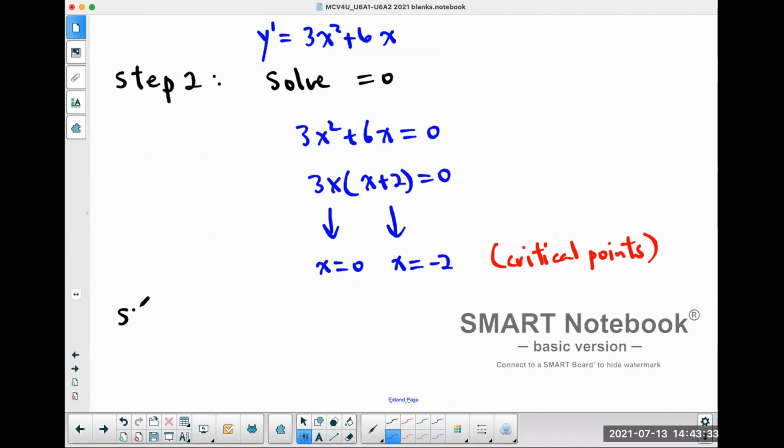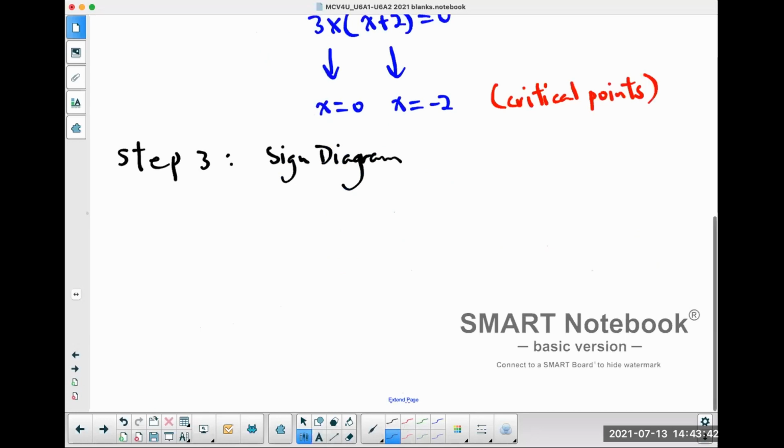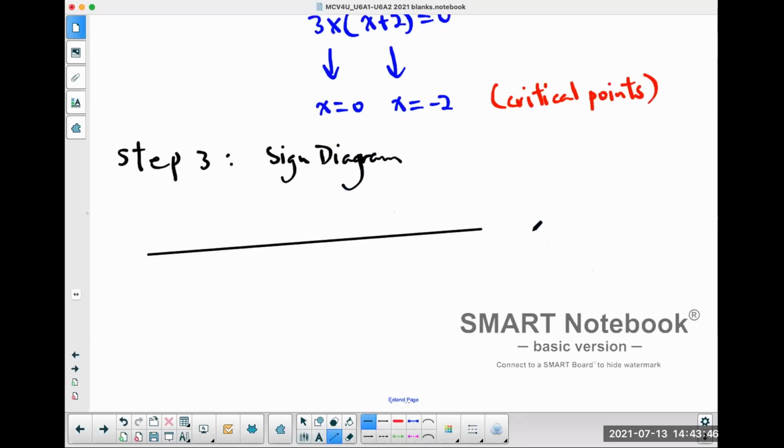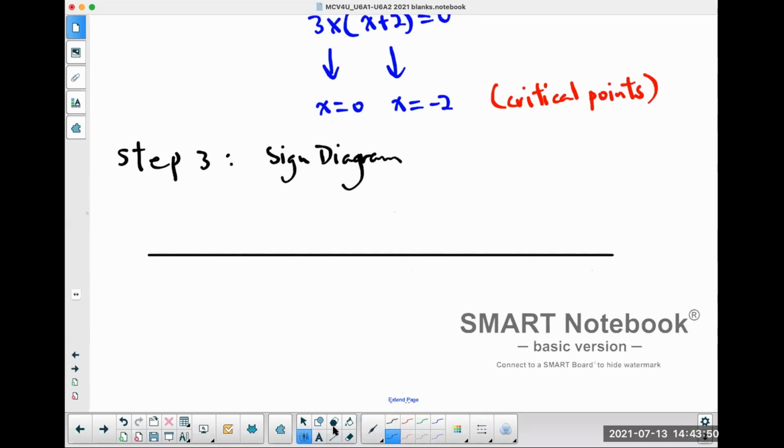Third step, sign diagram. Now, I don't know how many of you know how to do sign diagrams or you remember from the advanced functions class. It's actually quite simple. You first of all plot a number line. Draw a number line, and you label the x-axis, the x-intercepts, the zeros that you calculated here, which are -2 and 0.